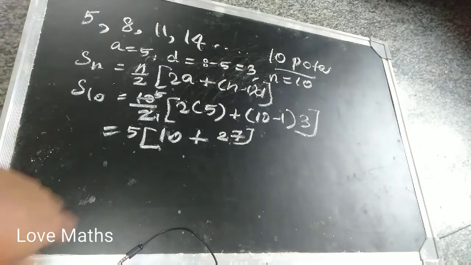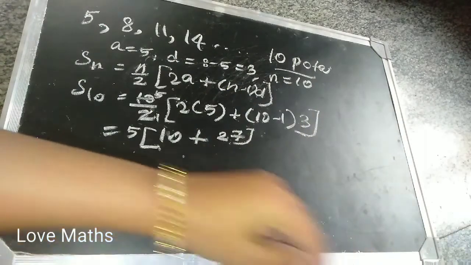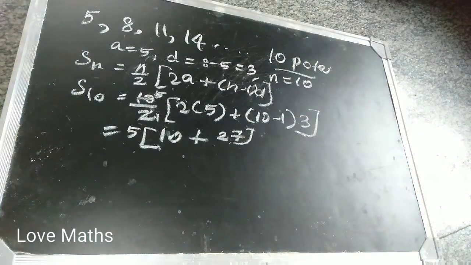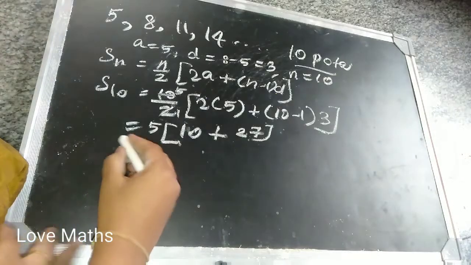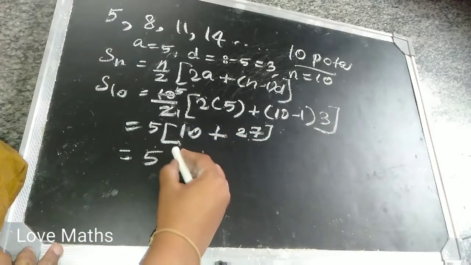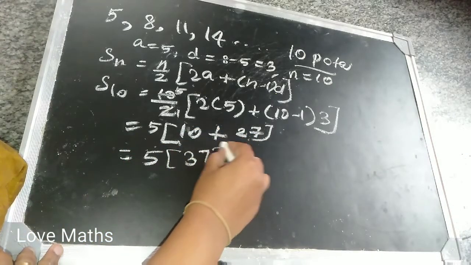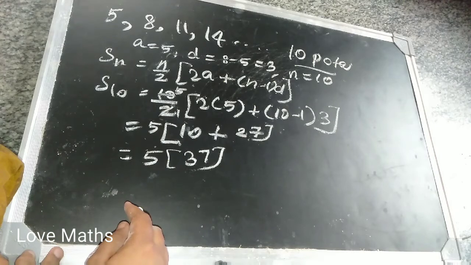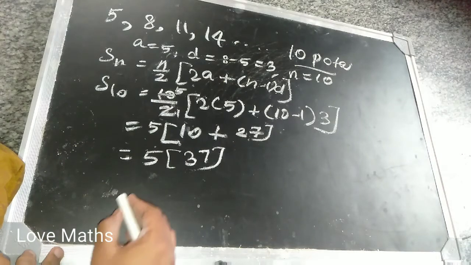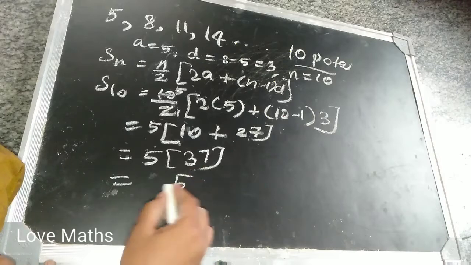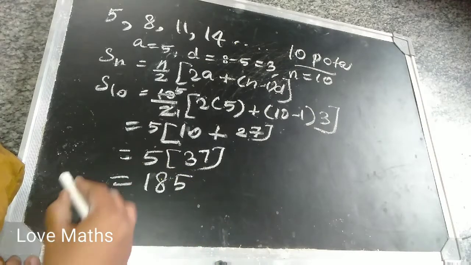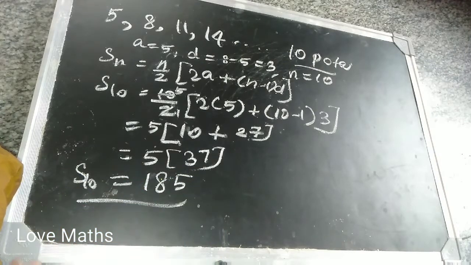These are easy steps. You don't need too many steps now. So we have to find the next: 5 into 10 plus 27 is 37. So 5 into 37 is how much? 35, remaining 3, so 185. Okay, is the question over?